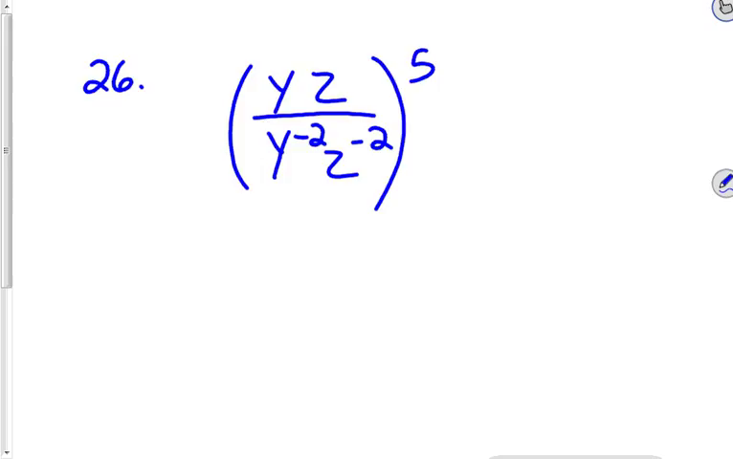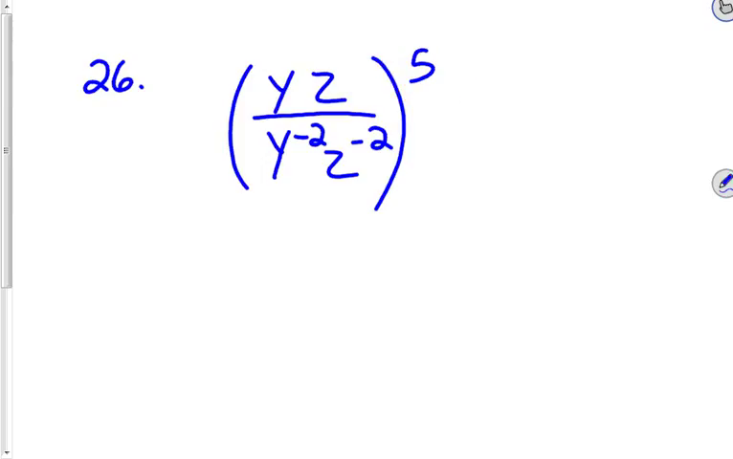Okay, again, number 26, I'm going to simplify what's inside the parentheses first. And the reason that I know to do that is because I see the quotient rule with the y's right there, and the quotient rule with the z's right there. So if I can simplify what's in parentheses, then when I go to use the power rule with my 5 out here, it's going to be a whole lot simpler. So let's deal with those y's.